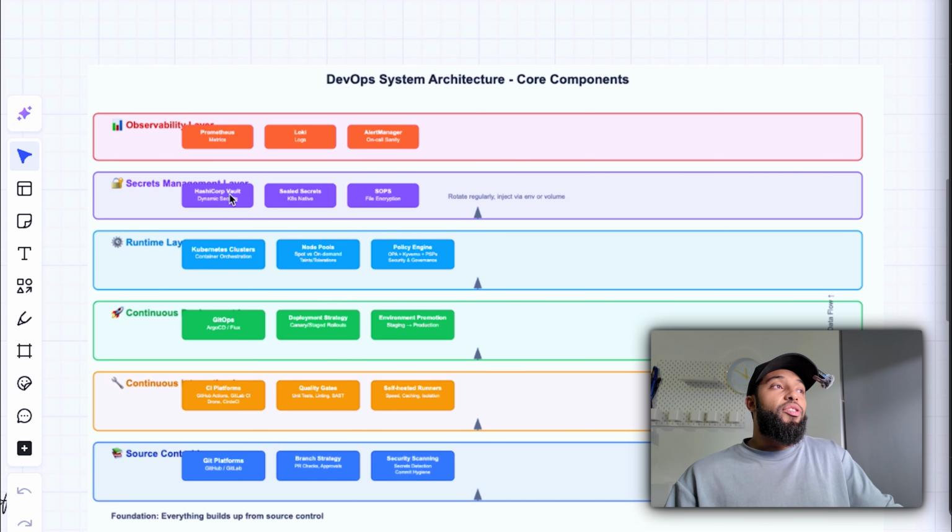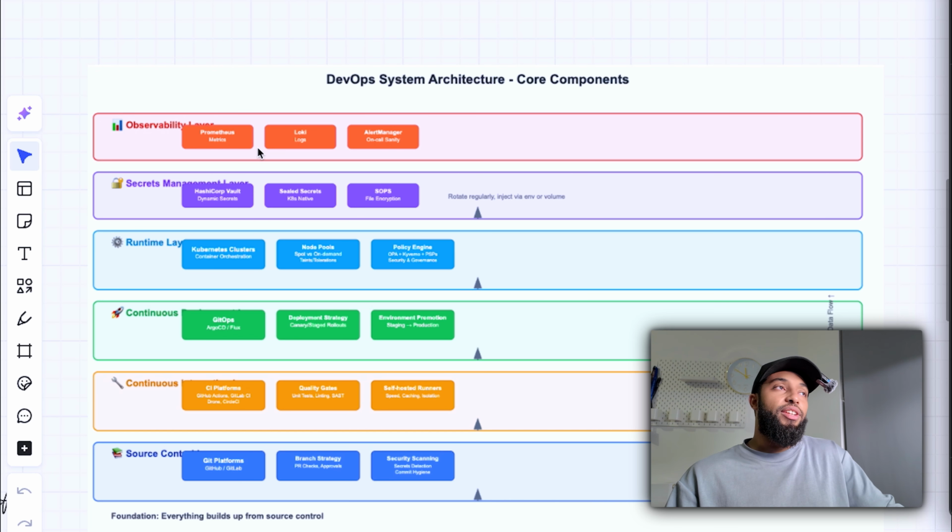Then you can move on to the secrets part. Secrets is a big part. Nowadays, hackers are looking out for every small mistake you make. You push a secret and that's it, game over. They have access to your whole database, your whole systems. So you can use Vault, Sealed Secrets, even SOPS. These are very important strategies to use for secret management and things to consider before you start creating your production workloads.